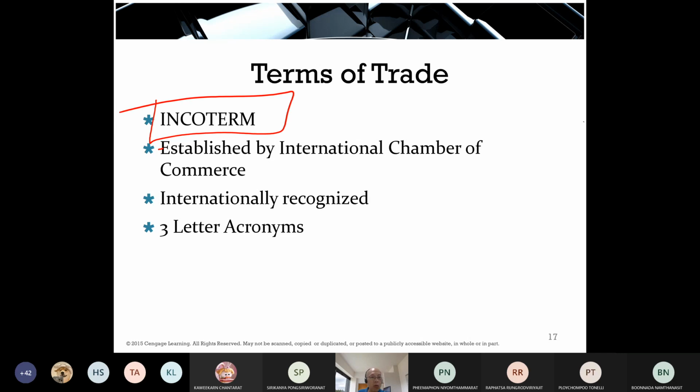If anyone in this class wants to work in an international transportation or international logistics company, you need to know this. Incoterms was established by the International Chamber of Commerce. It is recognized internationally with three-letter acronyms. The term of trade is specified in the contract, which determines which are the responsibilities of exporters and which are the responsibilities of importers. It shows precisely where the exporter's responsibility ends and where the importer's responsibility begins.